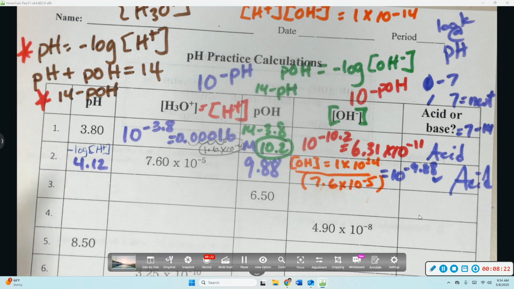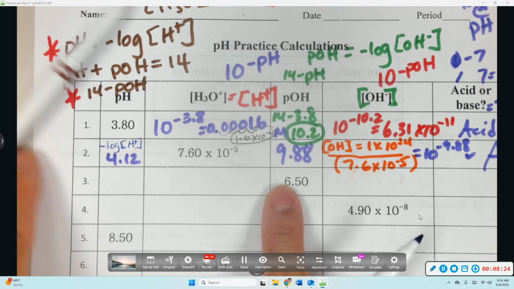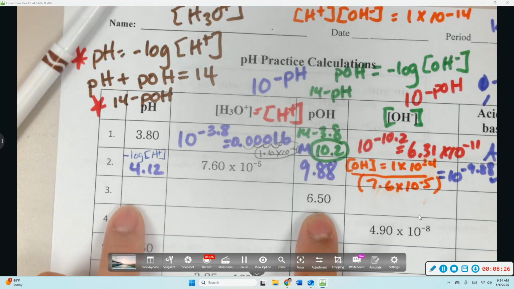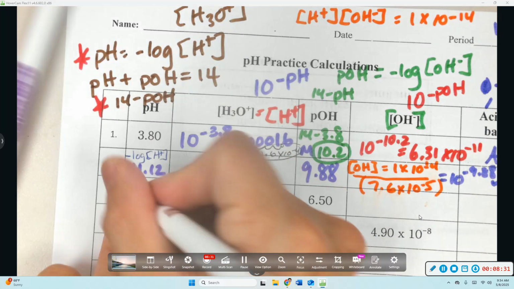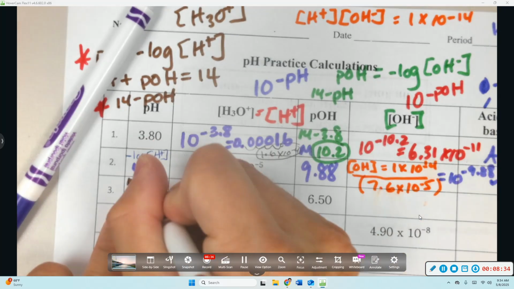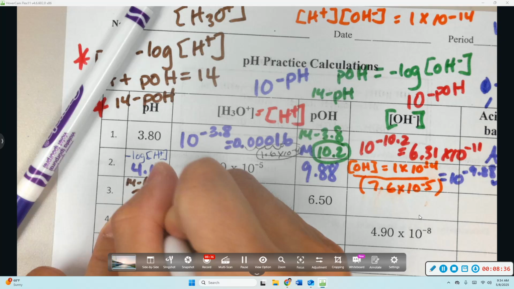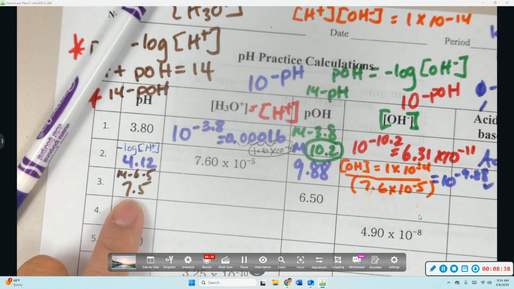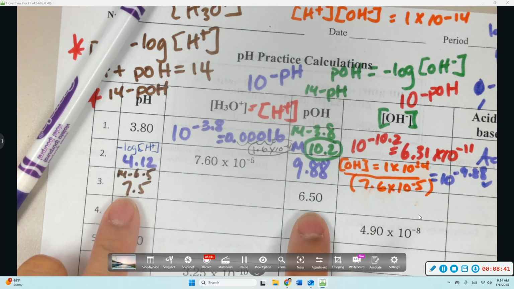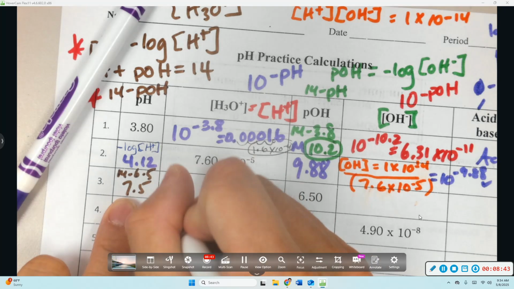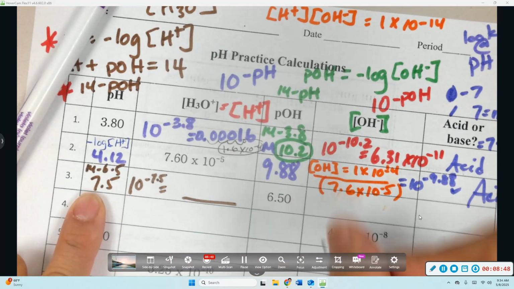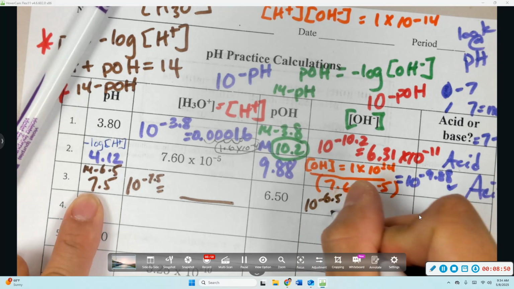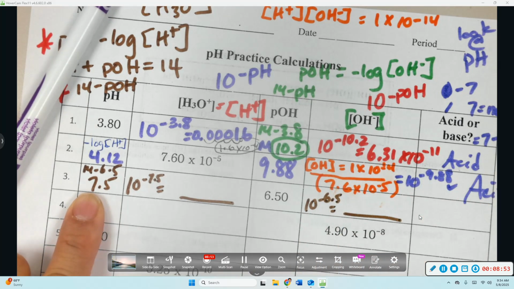And number 3 is 6.5 is the pOH. You can immediately find the pH. pH is 14 minus that. 14 minus 6.5 will get you 7.5. And with these two, you can easily find the concentration. 10 raised to negative 7.5 equals, and find your answer. 10 raised to the negative 6.5 equals, and then find your answer. Okay? That's how you get your concentrations.